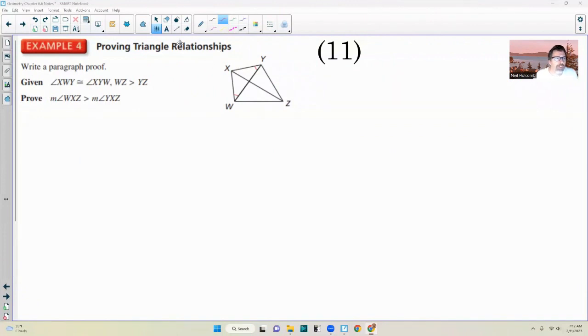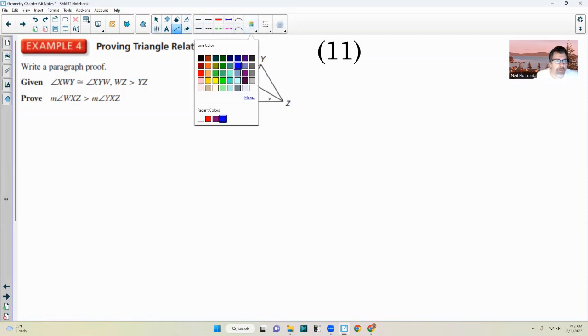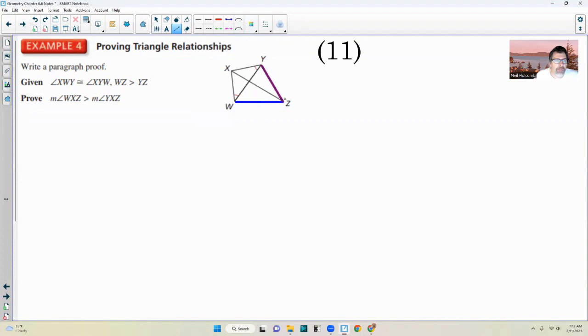Okay, example 4, proving triangle relationships. Write a paragraph proof. We're given angle XWY is congruent to angle XYW, and they marked it in the diagram. And we're told that WZ is greater than YZ. So the first thing I'm going to do is just label this up. Let me use blue for WZ, and I'll use purple for YZ. So these are the two sides we're talking about, and we know that WZ, the blue side, is longer than YZ, the purple side.